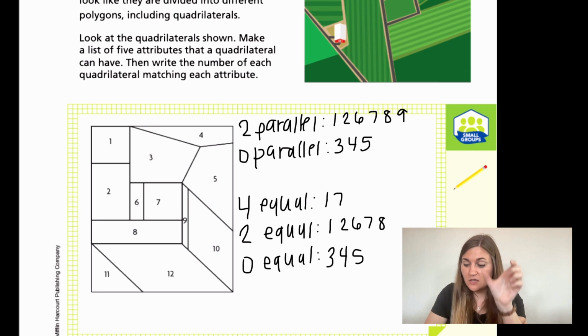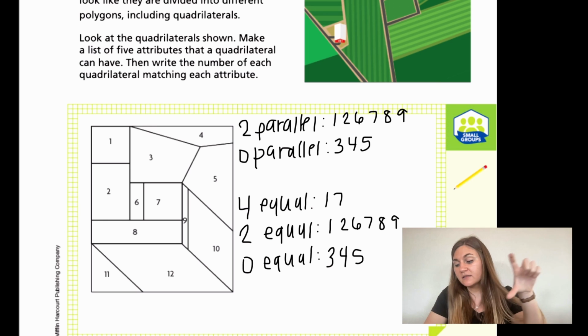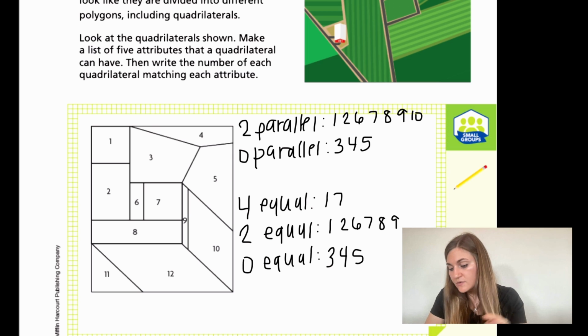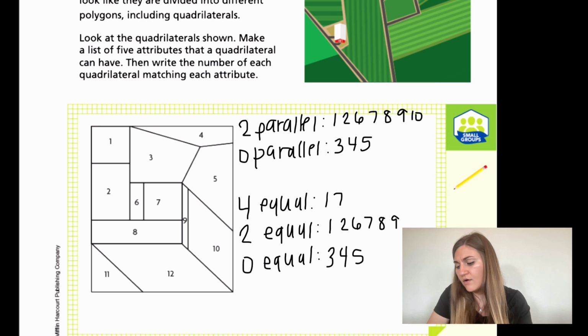And the 2 along the side are equal, and then the 2 along the edges are equal. So those do have 2 equal side lengths. And then the 10 is the one going diagonally off of 9. So again, those do have parallel lines. And let me see, those sides do look like they are pretty equal. So it does look like it has all 4 equal sides. So I'm going to put 10 in the 4 equal sides and in the 2 equal sides.